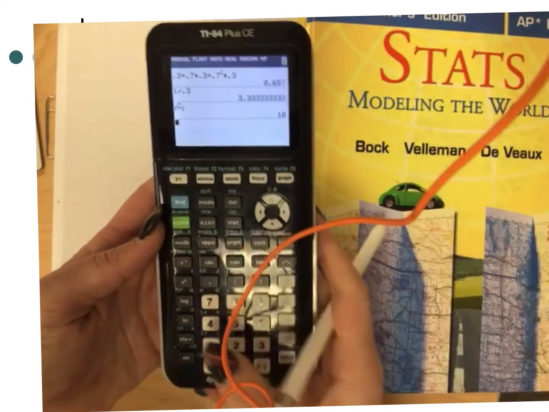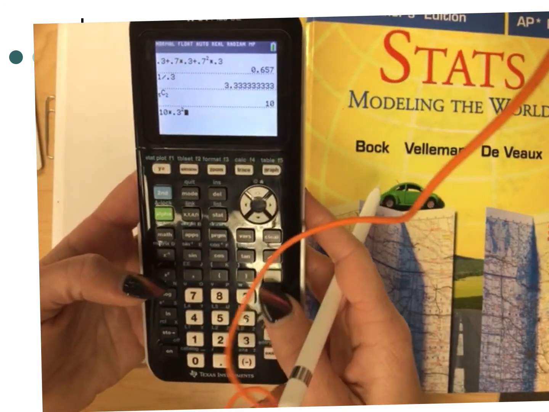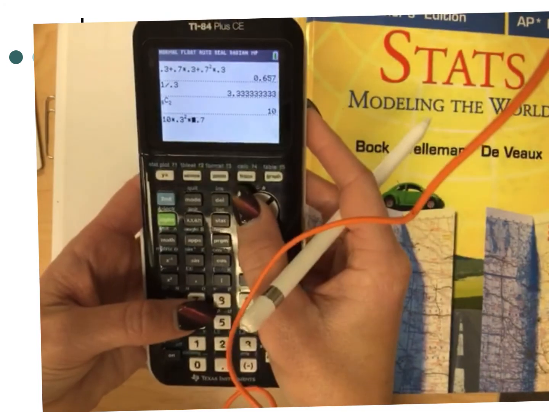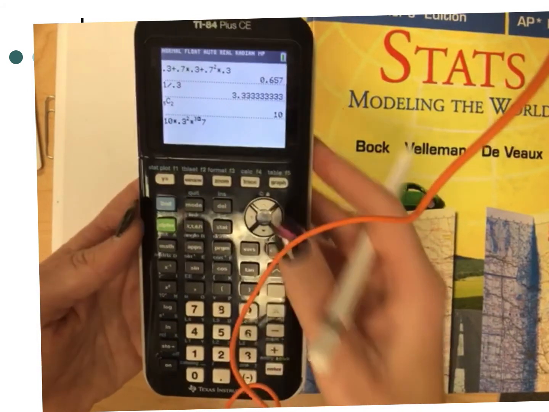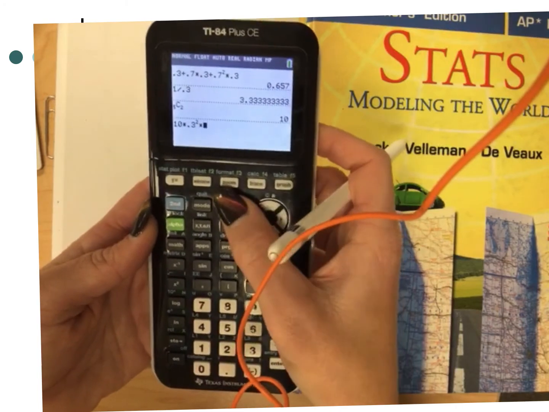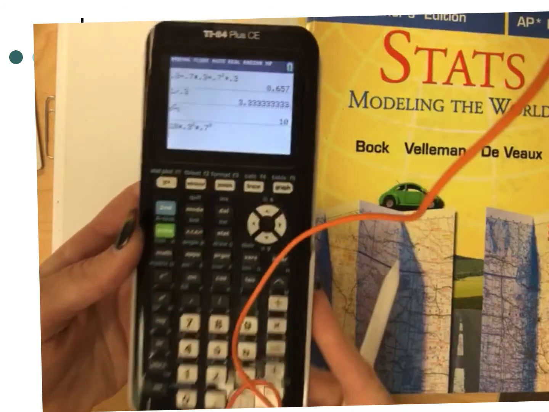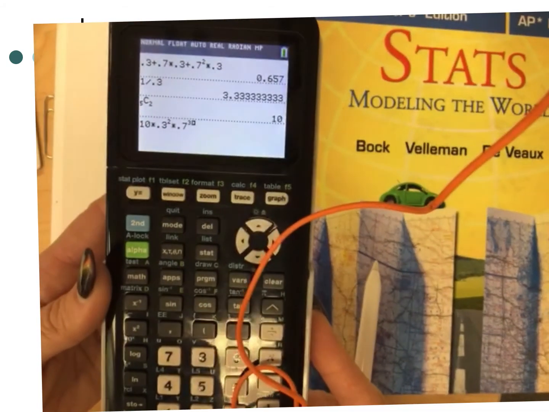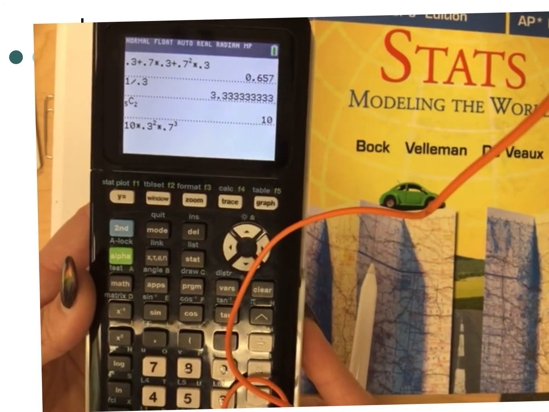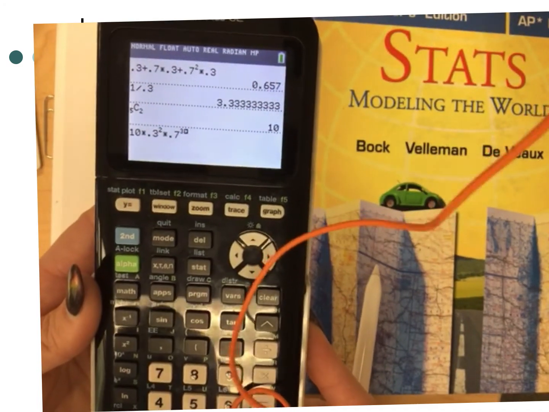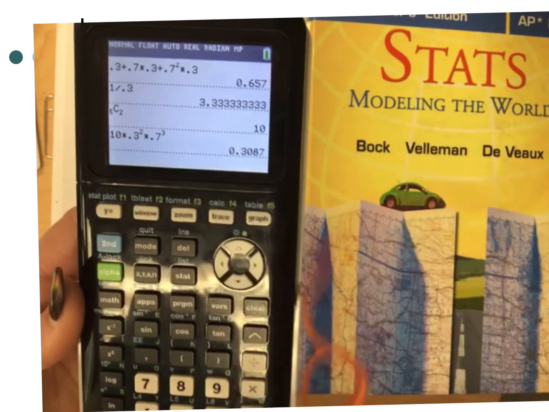Okay, 10 different ways. So now it's 10 times 0.3 to the second times 0.7 to the third. Now I don't have to hit enter after the nCr. I could just type in the 0.3 squared times 0.7 cubed, but I wanted you to see what that number is. 0.3087 is my final answer.